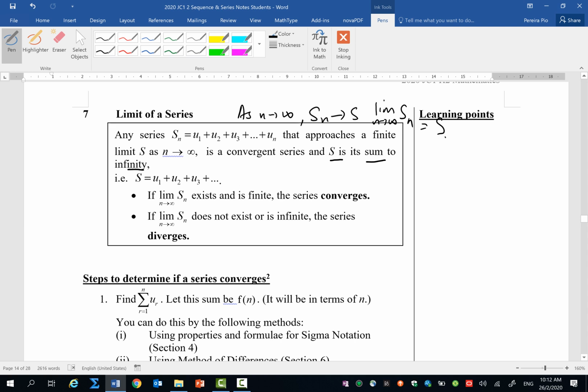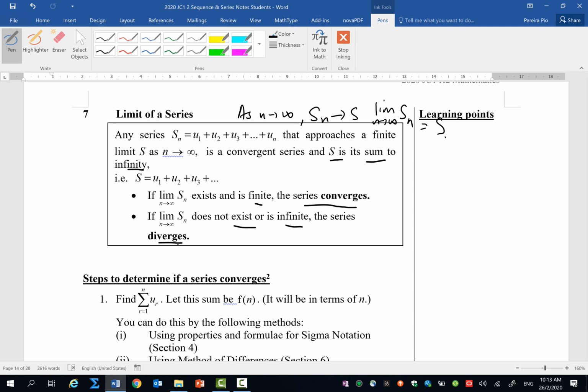You see this dot dot dot means I'm summing to infinity. So the logic goes this way. If I can find the limit as n tends to infinity of Sn, if I can find this limit and it exists and it is finite, I say that the series converges. If this does not exist or is infinite, then the whole series diverges. Okay, only two concepts. It is either converge or diverge.